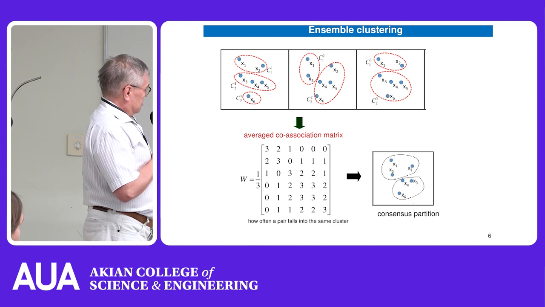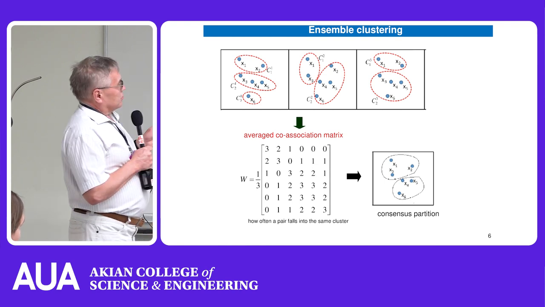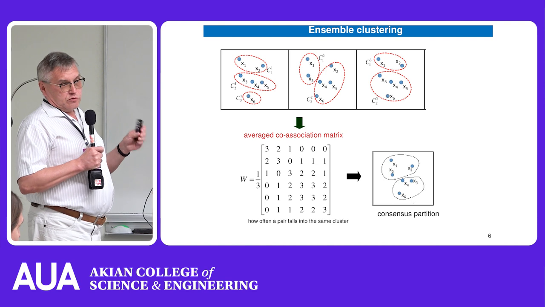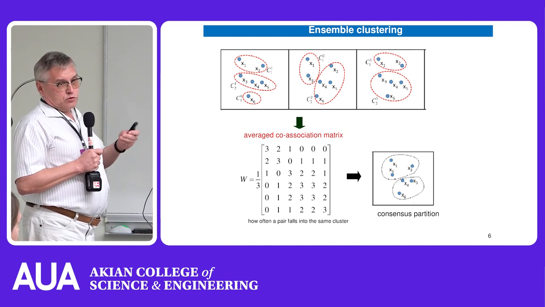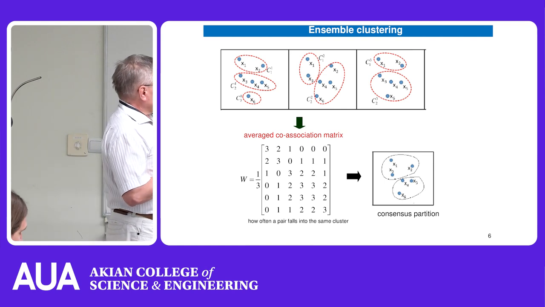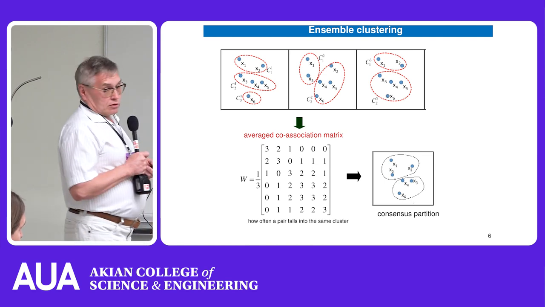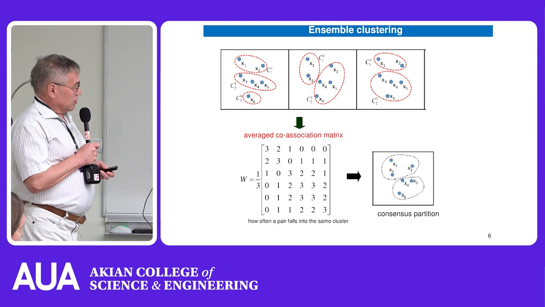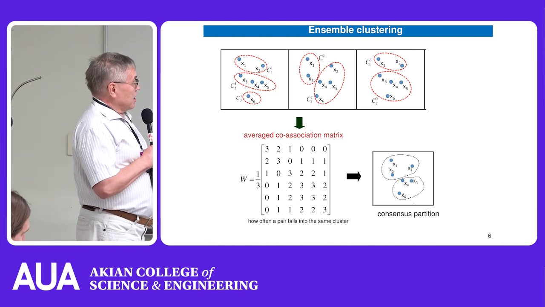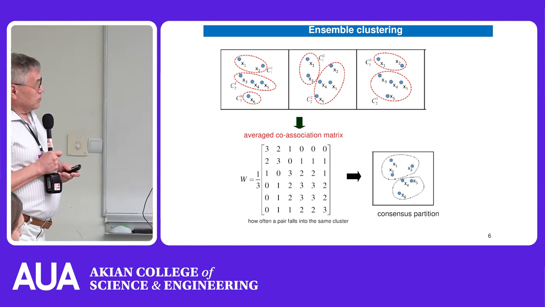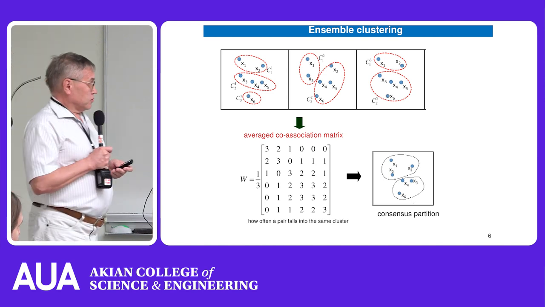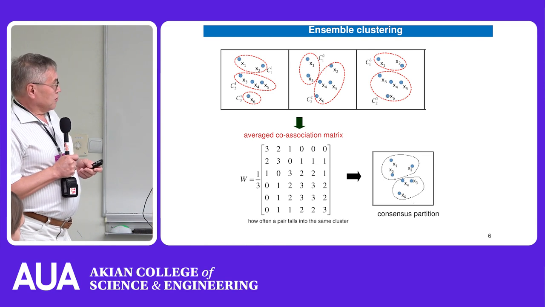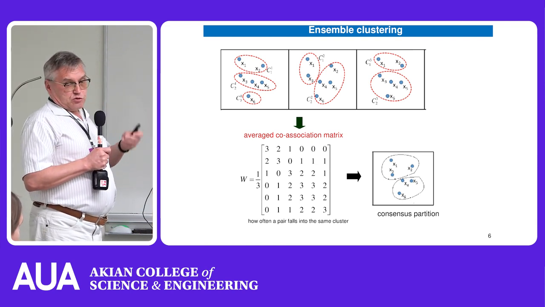Here you can see an example. We have several partitions of data obtained by different algorithms, or by one algorithm with different initializations or different working parameters, and so on. Then we obtain the average co-association matrix. Each element is the frequency with which a given pair of objects falls into the same cluster. Then, using this matrix, we find a consensus partition using some algorithm which takes this information about similarities between objects, for example, a hierarchical clustering algorithm or spectral clustering, and so on.